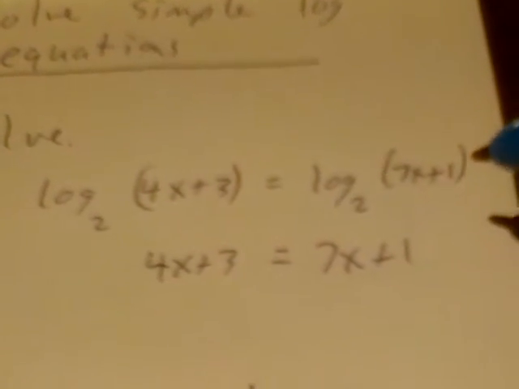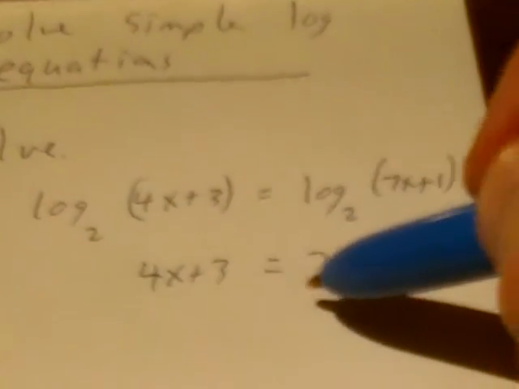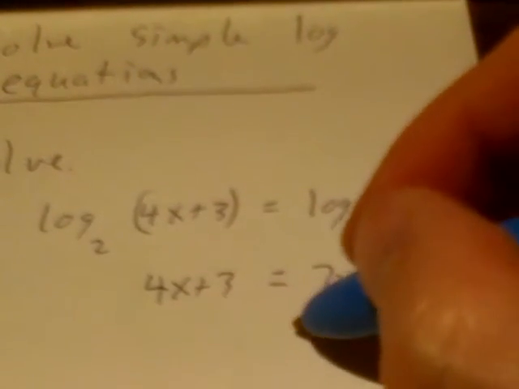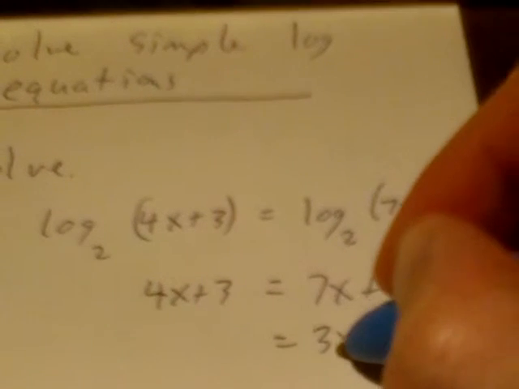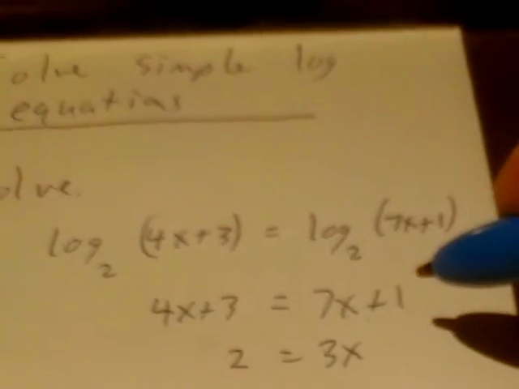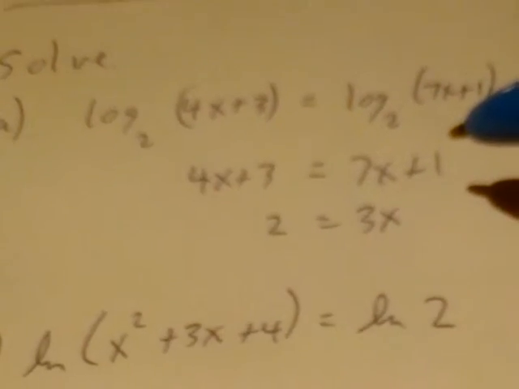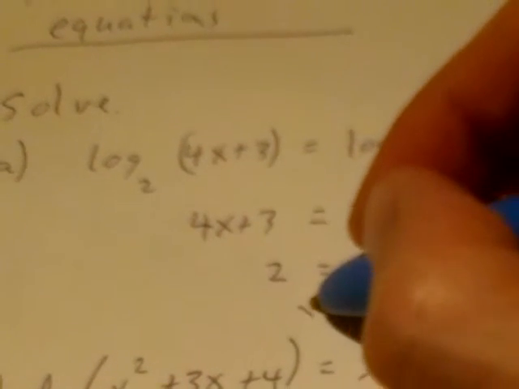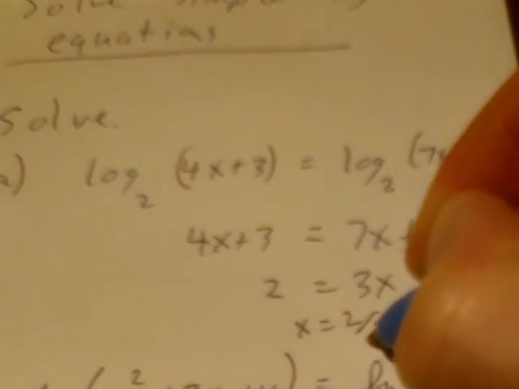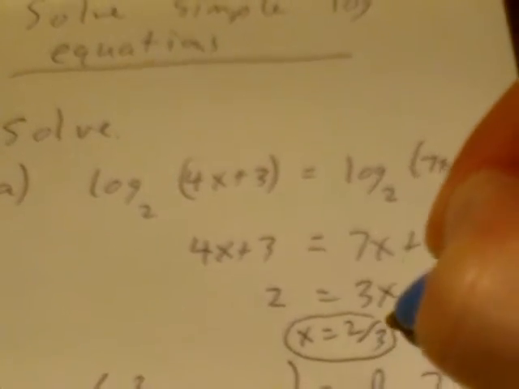And then we just do our Algebra 1 tricks here. So we subtract 4x on both sides and subtract 1. So I get 3x on this side and 2 over there. Divide by 3, and so we get x equals 2/3. And that was easy enough.